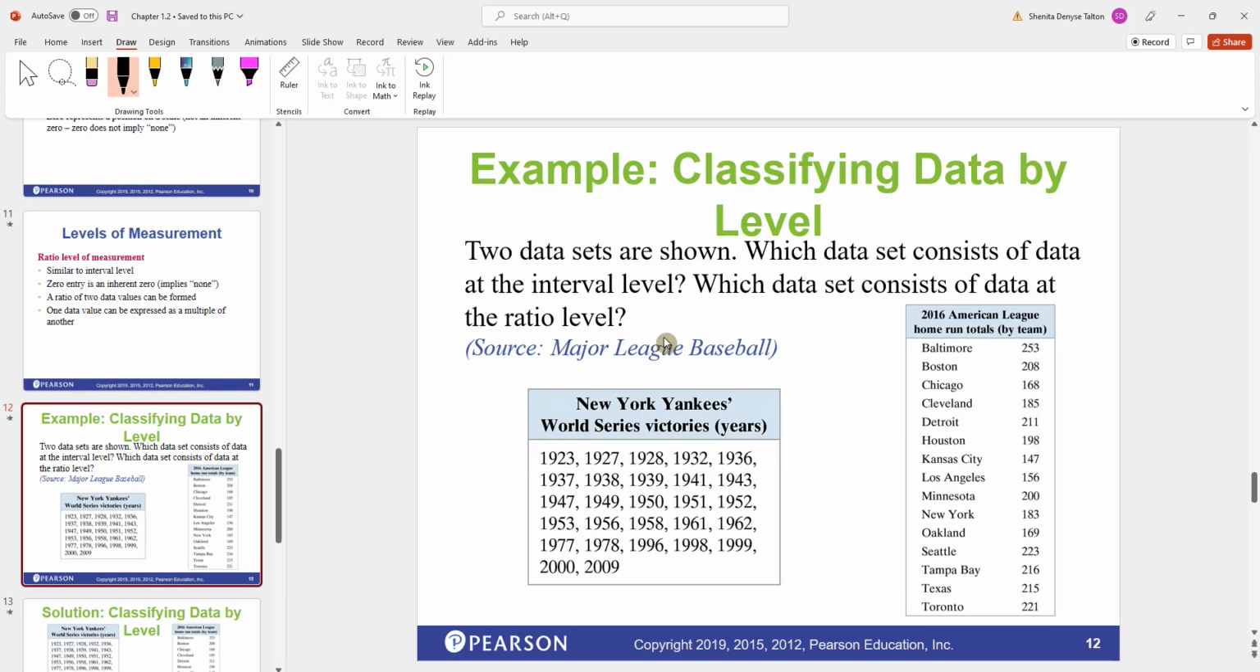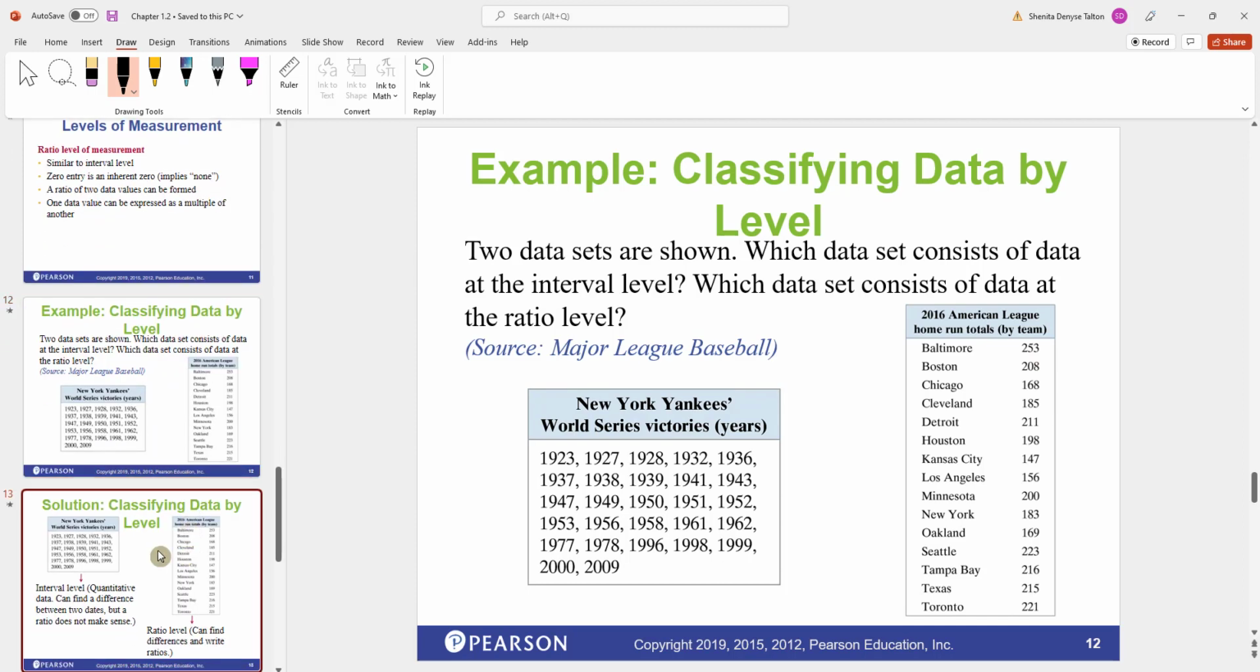So let's look at this example. We want to see which ones are interval and which one will be ratio. So the first one talks about the New York Yankees World Series victories. It has the years. So these are the years they won the World Series. Over here on the right, we have the number of home run totals by team in 2016.